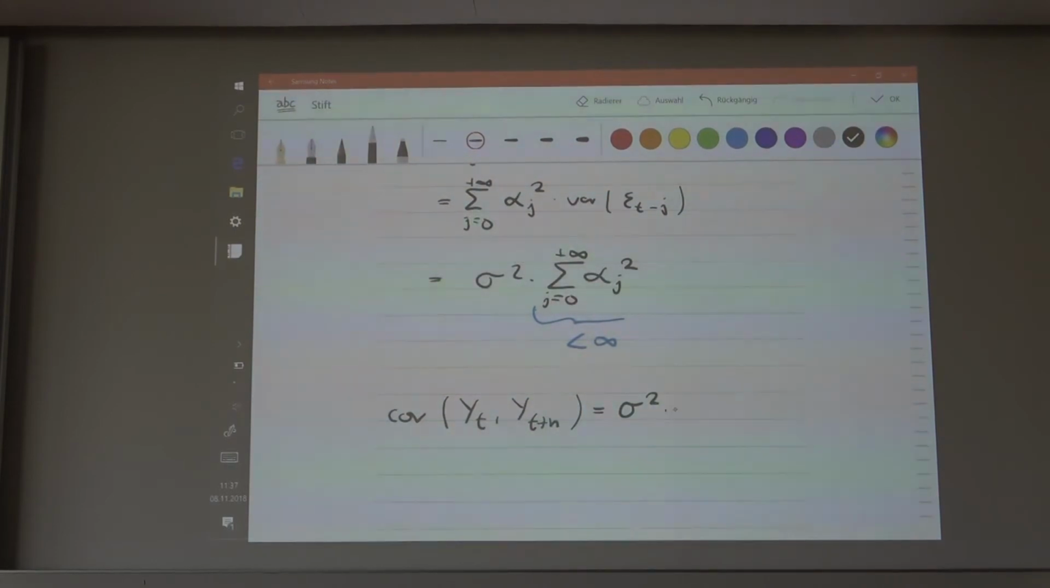So this is going to be sigma squared times the infinite sum of the coefficients alpha j times alpha j plus h. That is the covariance with respect to this lag. That will be the result, and you can do this as an exercise if you like. Now, of course, it's not practical to do it like this.